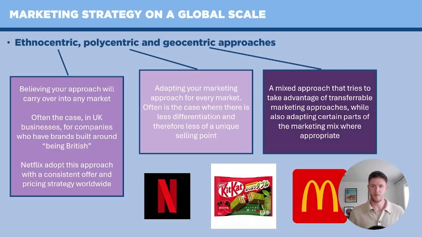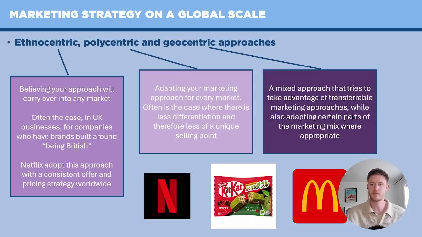Polycentric is the opposite of this. Polycentric is where you adapt your marketing for every single market. Now, this is the case with Nestle. I've used the example of Kit Kat there because in the UK we've got Kit Kat, Kit Kat Chunky, the white Kit Kats, maybe the peanut butter ones. If you go on Wikipedia and search Kit Kat in Japan, they've got hundreds of different versions of Kit Kat. So it's just an interesting example of how they can adapt their product vastly for different markets, and they do this all over the world. It's really interesting how they change so much of their product for different countries to take advantage of local tastes and trends.